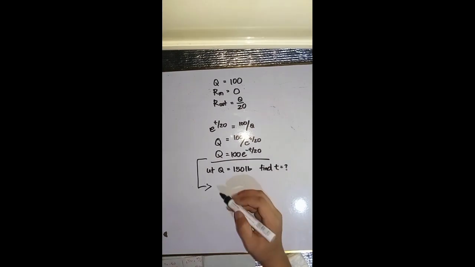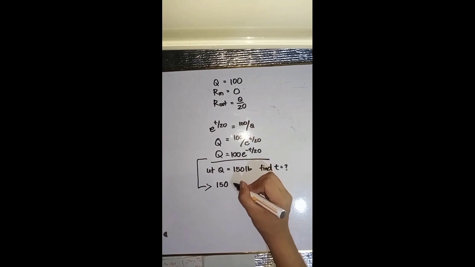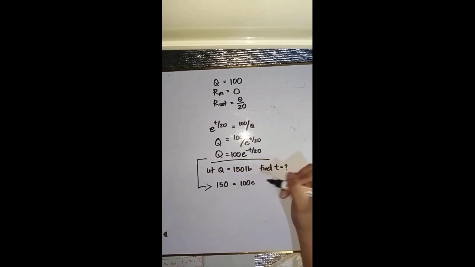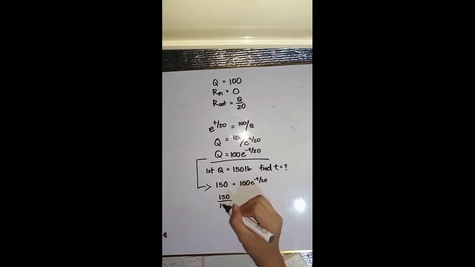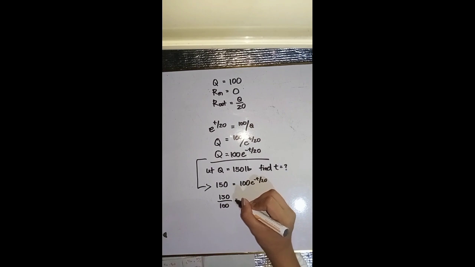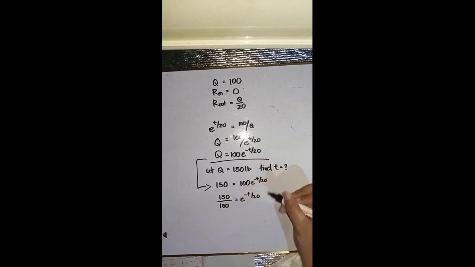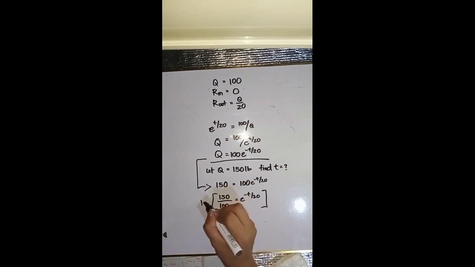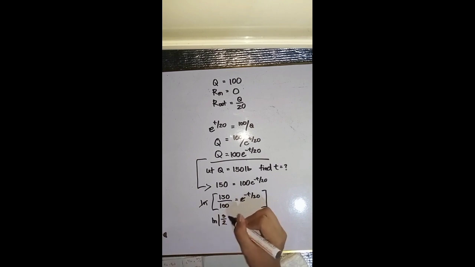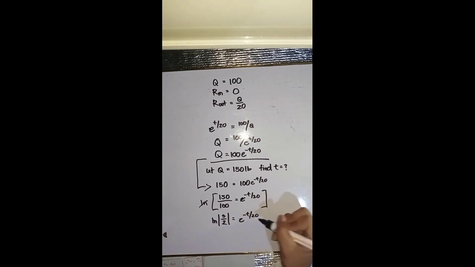Using the equation, Q will be substituted by 150 equals 100 e raised to negative t over 20. We'll divide both sides by 100, so the remaining value will be 150 over 100 equals e raised to negative t over 20. Next we'll take ln to cancel out e, so the remaining value will be ln of 150 over 100, which simplifies to 3 halves.